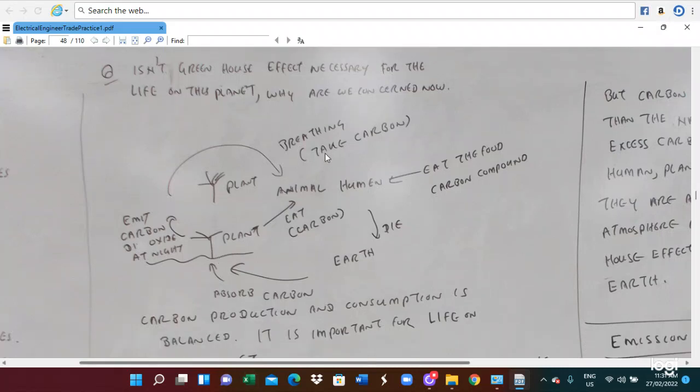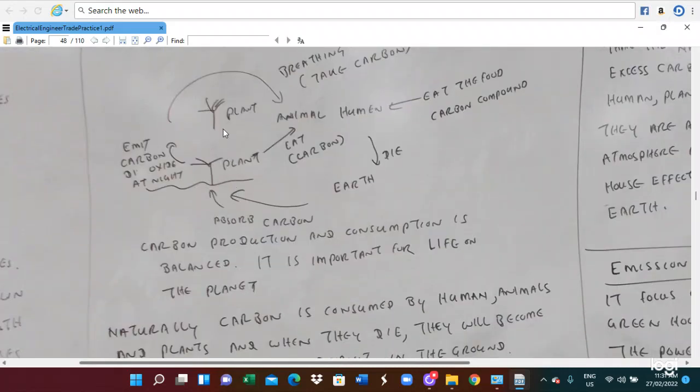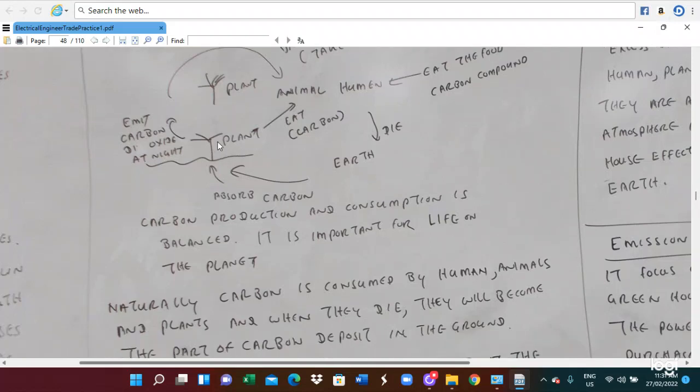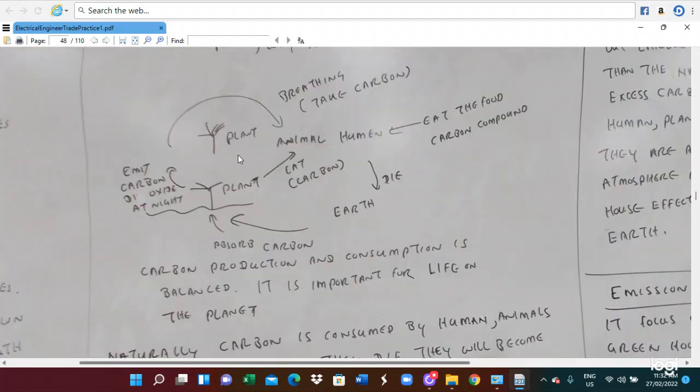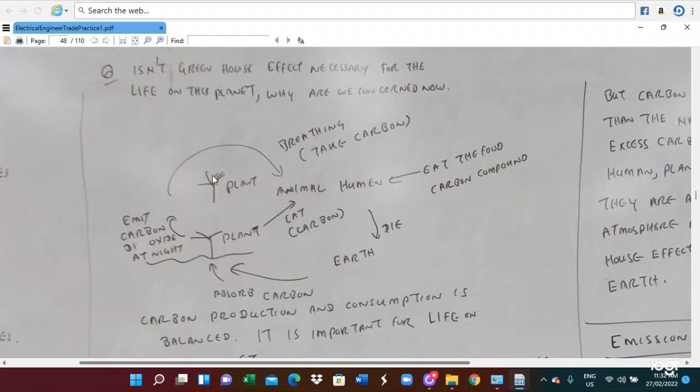Yet the greenhouse effect is also necessary, because normally plants absorb carbon dioxide. Those carbon dioxides are absorbed by plants in the daytime, and at night time they emit carbon dioxide. Animals consume the plants as their food, so the carbon compounds are also taken in by humans. When humans die, they go to earth and release carbon dioxide. So this is the normal nature.